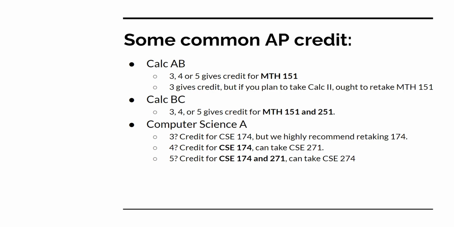If you take Calc BC and receive a 3, 4, or 5, you can get credit for Calc 1 and Calc 2, which is Math 151 and Math 251. If you took AP Computer Science A and you received a 3, we still recommend you taking CSE 174. If you receive a 4, you get credit for 174 and you can move on to 271. And if you receive a 5, you get credit for 174 and 271, and you are able to take 274.